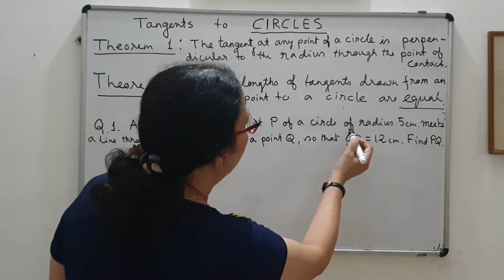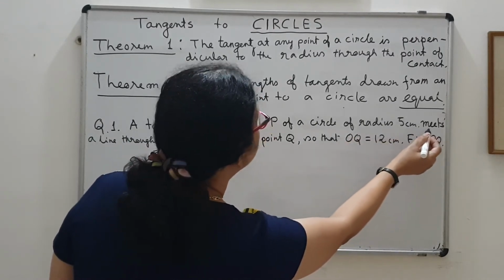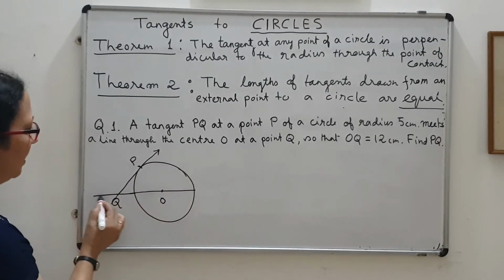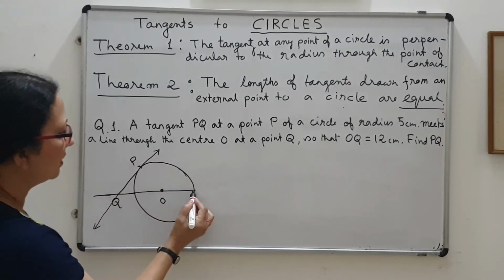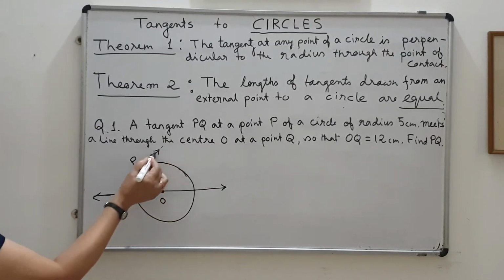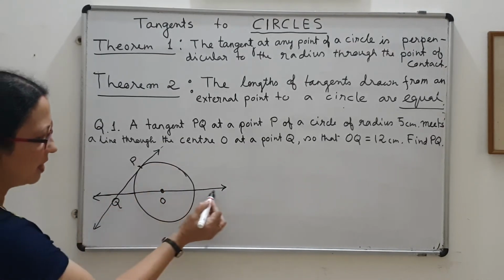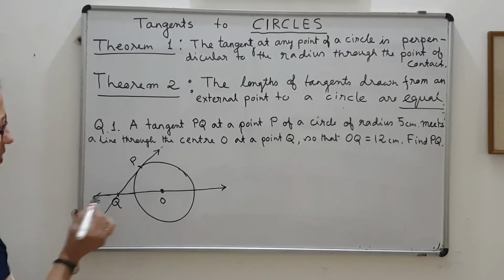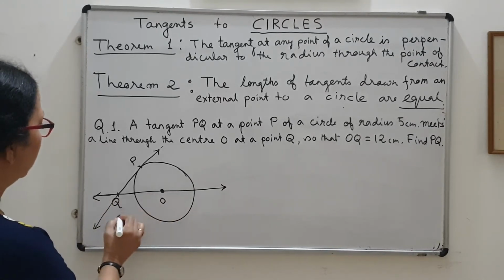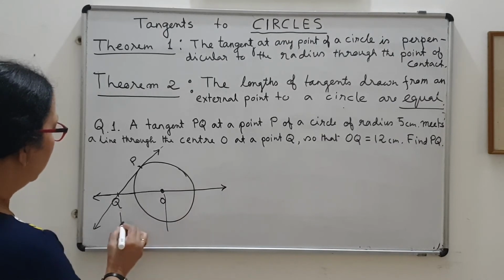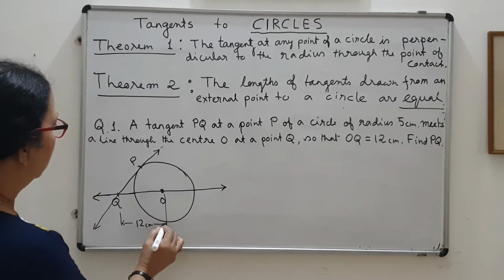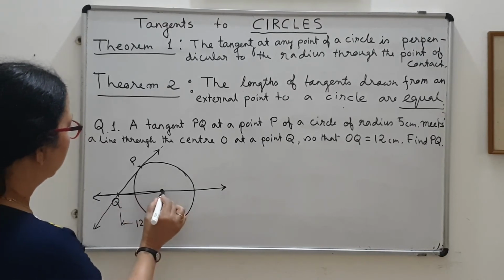Now, this tangent meets a line through the center. So I've taken a line through this center. This is a line through the center. So this tangent meets the line through the center at the point Q. And it is given that OQ is 12 centimeter.